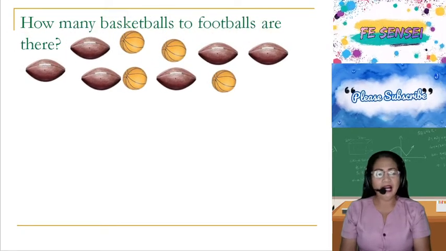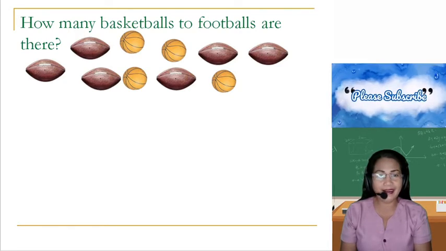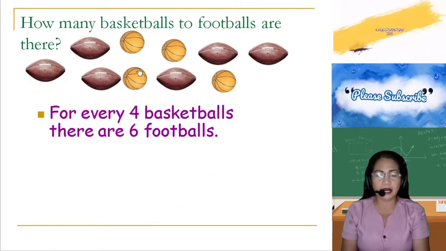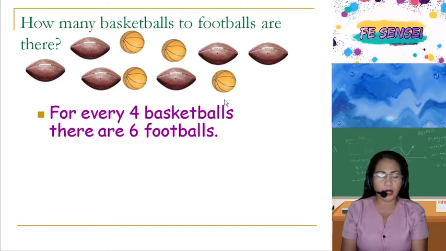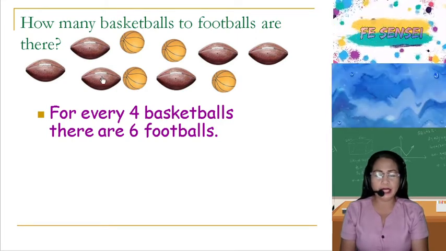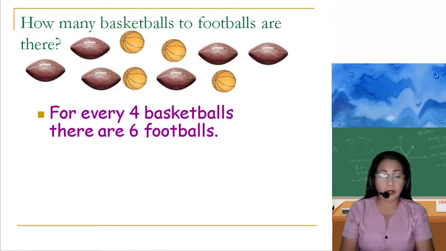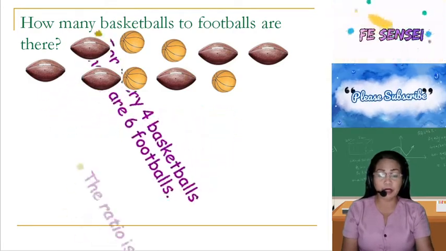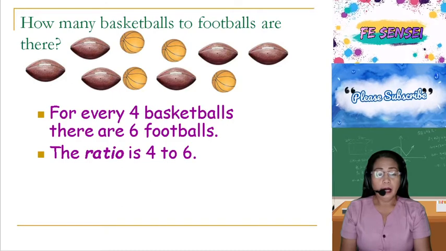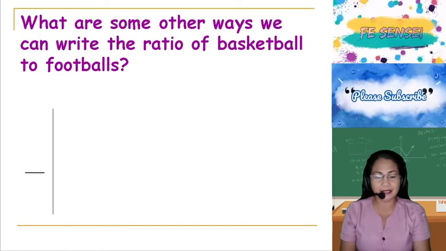Okay, let's have this. How many basketballs to footballs are there? For every 4 basketballs, let's count 1, 2, 3, and 4, there are 6 footballs: 1, 2, 3, 4, 5, and 6. So for every 4 basketballs, there are 6 footballs. And so the ratio of basketballs to footballs is 4:6.